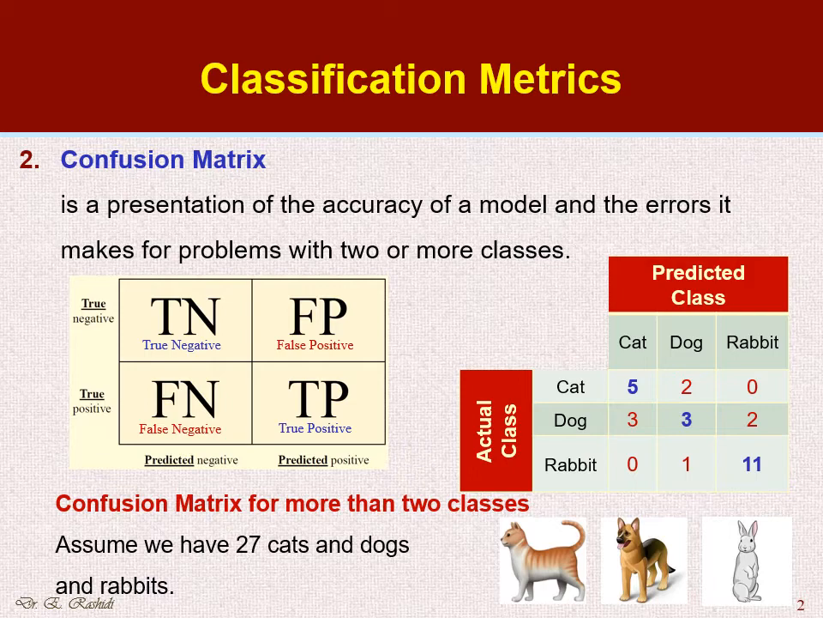If we wanted to suffice with only the accuracy score, that would be 5 cats plus 3 dogs and 11 rabbits. These are the only animals out of the 27 that have been correctly classified. So our accuracy score would not be really that informative. Compared to this one, where we know, okay, we have 2 cats that have been classified as dog. We have 3 dogs classified as cats. We have 2 dogs classified as rabbits, and so on and so forth. So a confusion matrix is much more informative than just the accuracy score.